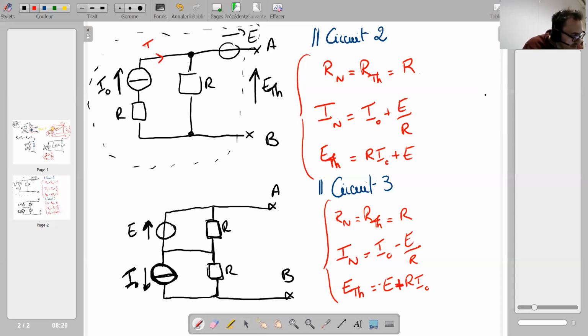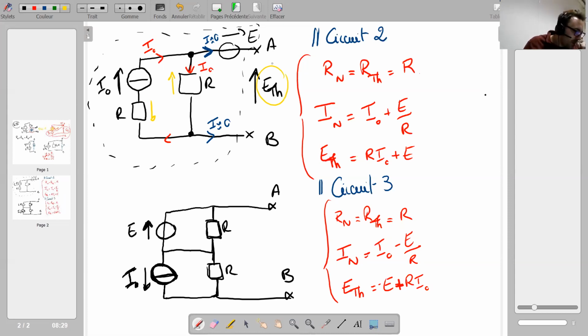Here you know that I0 is flowing in this branch. You know that there is no current in this branch because A and B are not linked. Same here, there is no current. So I0 is flowing here. Then you finish labeling everything, and the only unknown is ETH.